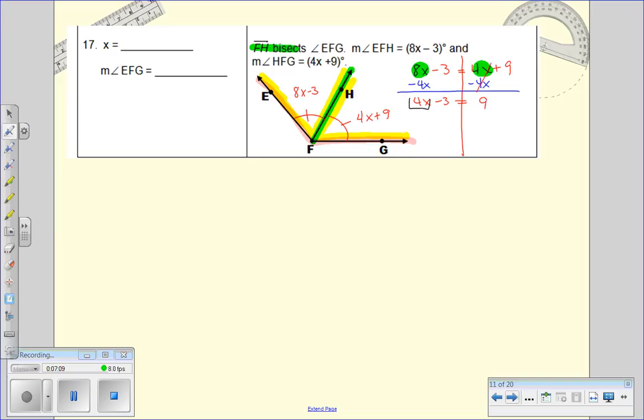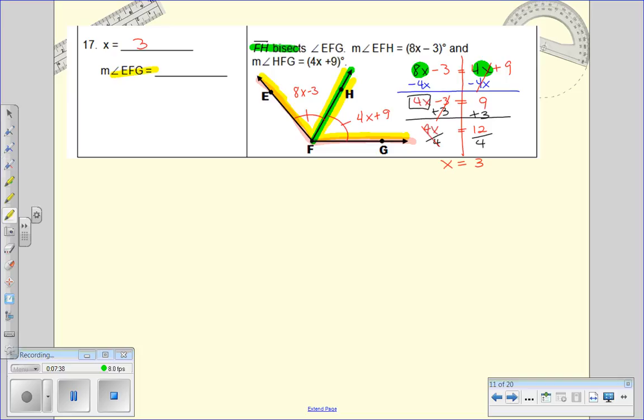Now to get the x by itself, we must get rid of the 3, so we're going to add 3 to both sides. That'll leave us with 4x is equal to positive 12. To get the x by itself, we're going to divide both sides by 4, and that'll give us x is equal to 3. So if x is equal to 3, we want to find EFG.